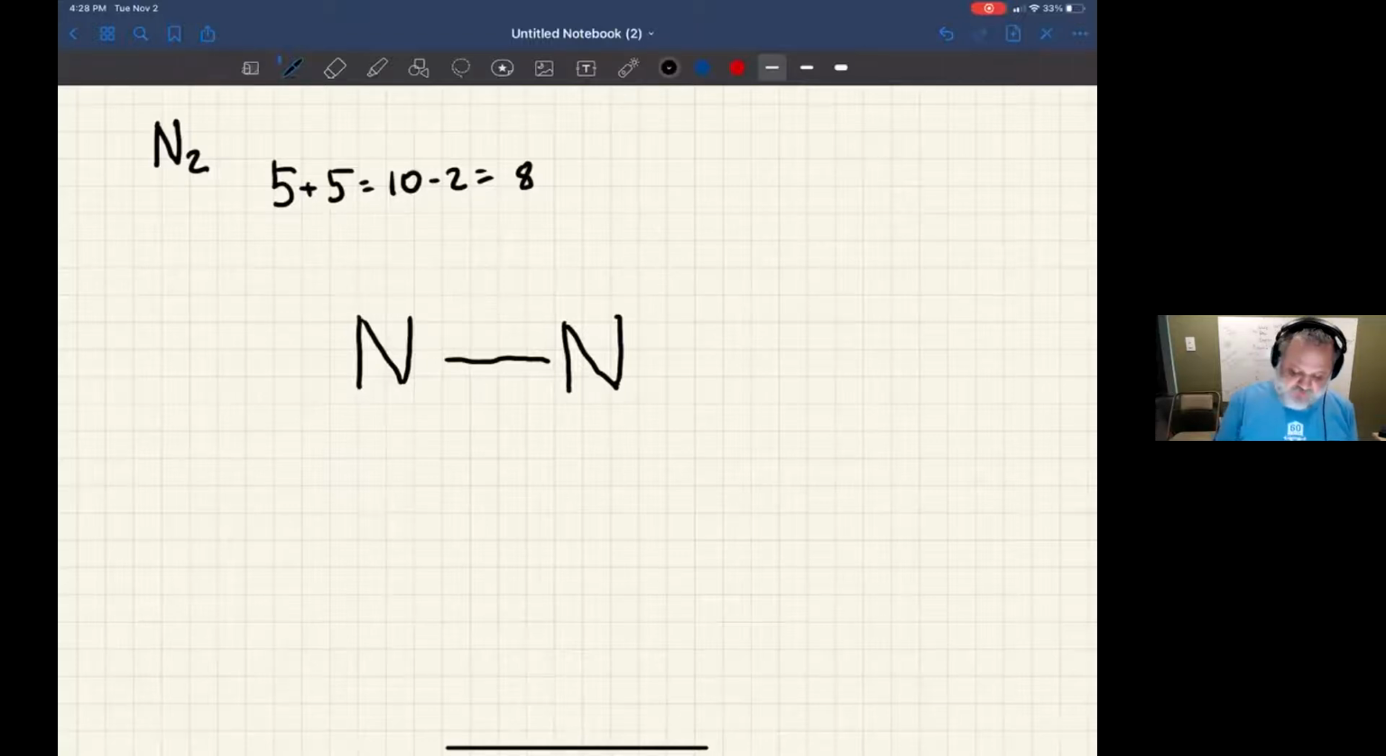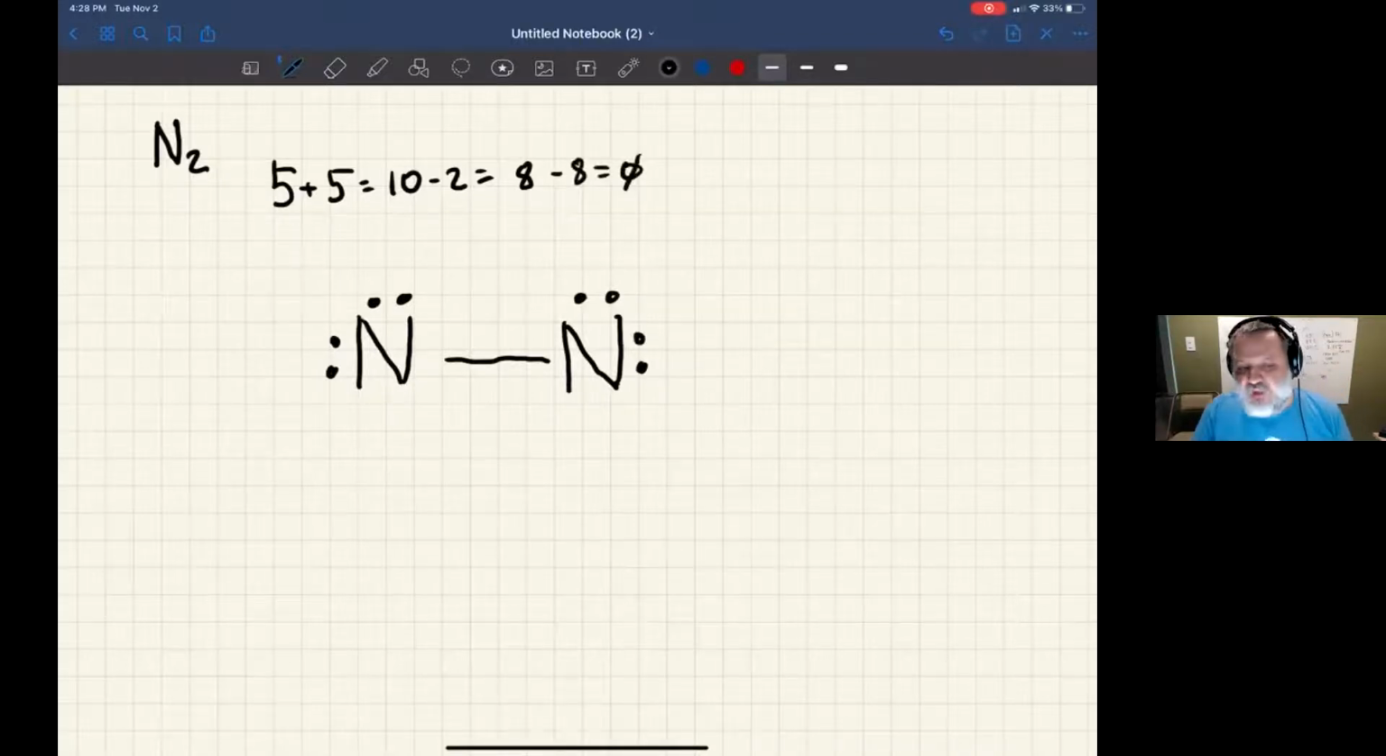So let's try to get some octets. 1, 2, 3, 4, 5, 6, 7, 8. That's all 8 electrons. I'm not allowed to draw any more electrons on the structure. So I'm done drawing electrons, but I haven't got octets. Both nitrogens do not have 8 electrons around them.